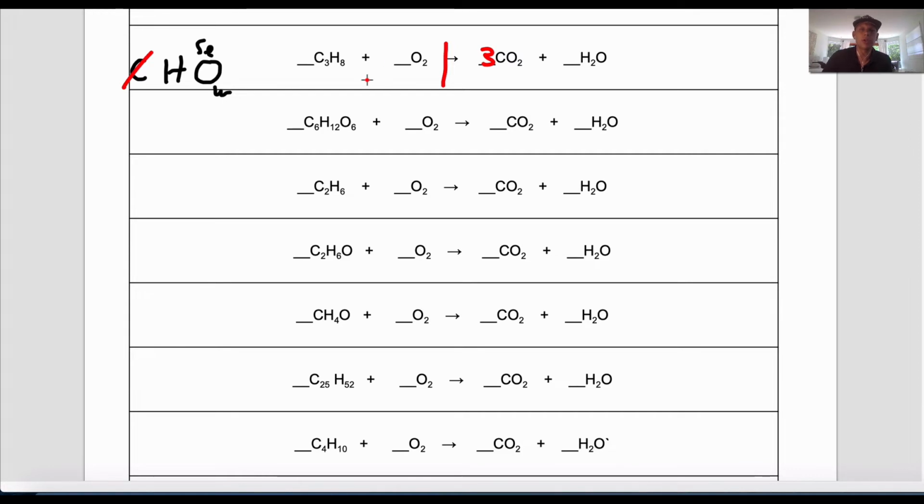Now I'm going to go to the hydrogens. How many hydrogens here? 8. How many hydrogens here? 2. 2 times what is 8? 4. So now I have 8 here and 8 here. So I'm going to cross these off.